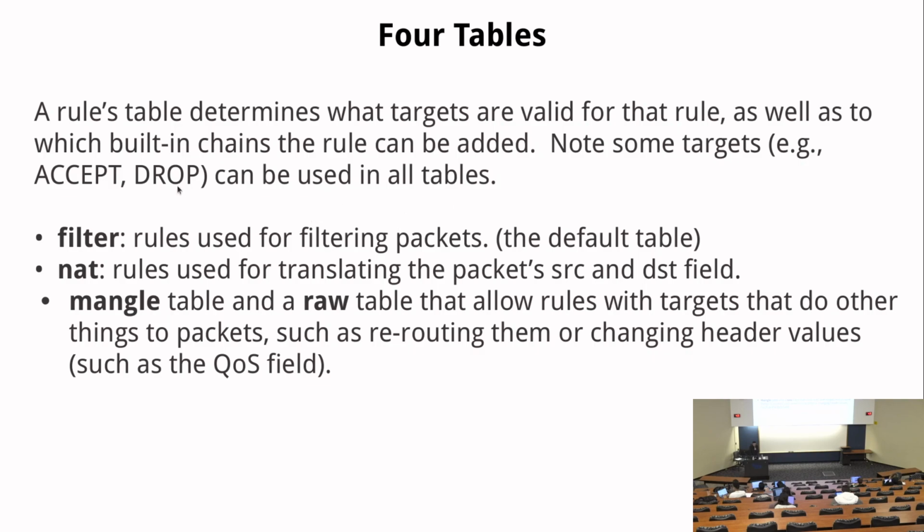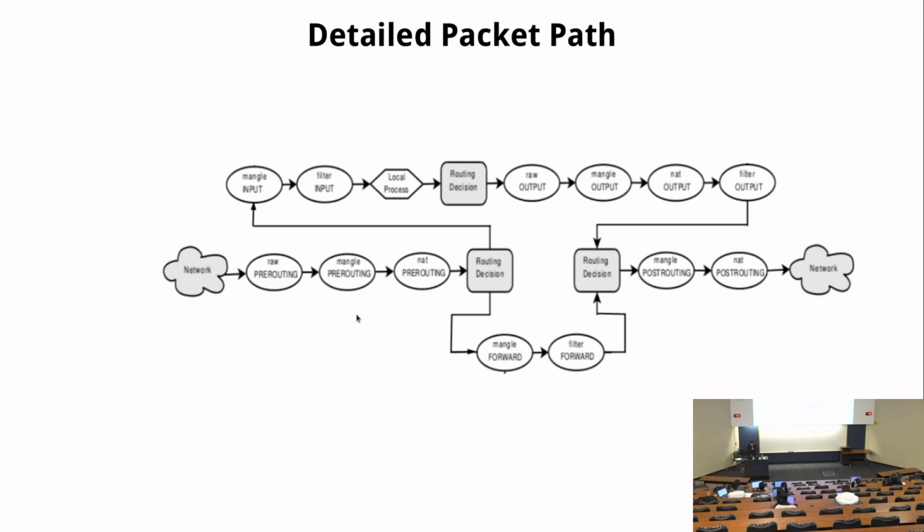There are some targets or actions like accept and drop, and then there are filter tables, network address translation (NAT) tables, mangle tables, and raw tables to do many other different things. So this is like a full packet path.